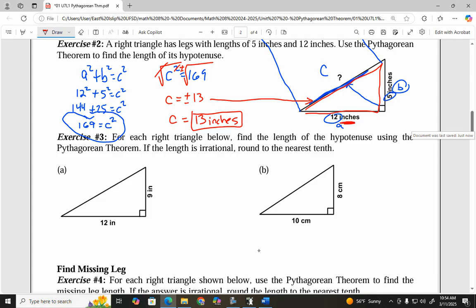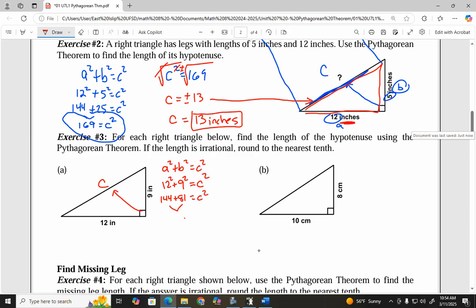So in exercise 3 part A, we'll write the Pythagorean theorem. A squared plus B squared equals C squared. What can I use for A? Sure, I could use 12. What could I use for B? Sure, I could use 9. Notice how I'm squaring the sides also. Across from the right angle is my side C. So this is 144 plus 81 equals C squared.